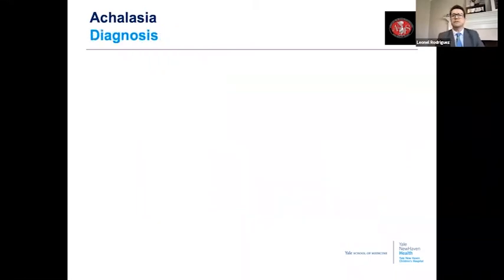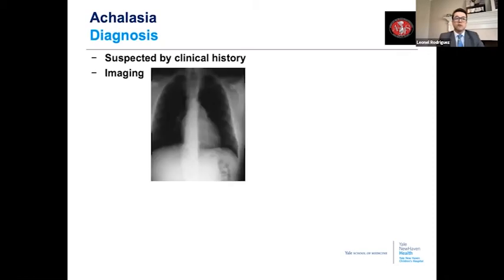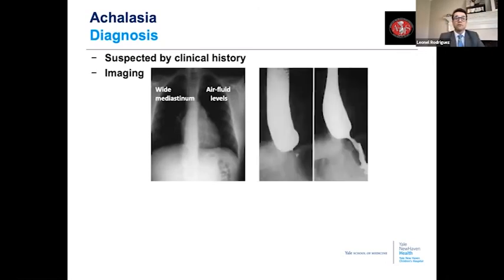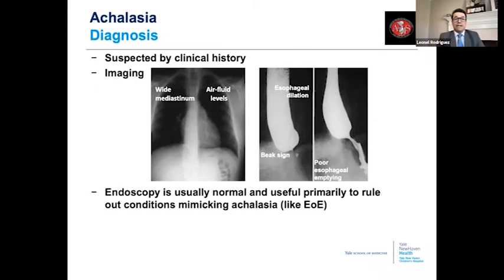How do we diagnose these patients? It's suspected by clinical history in most patients. Most of us will recommend an imaging study to start. Some changes that you can see in a plain chest X-ray include a widened mediastinum or air fluid levels, or in contrast studies, you can see esophageal dilation, you can see the classic bird's beak sign or poor esophageal emptying. Endoscopy is usually normal and useful primarily to rule out other conditions that mimic achalasia, like eosinophilic esophagitis.